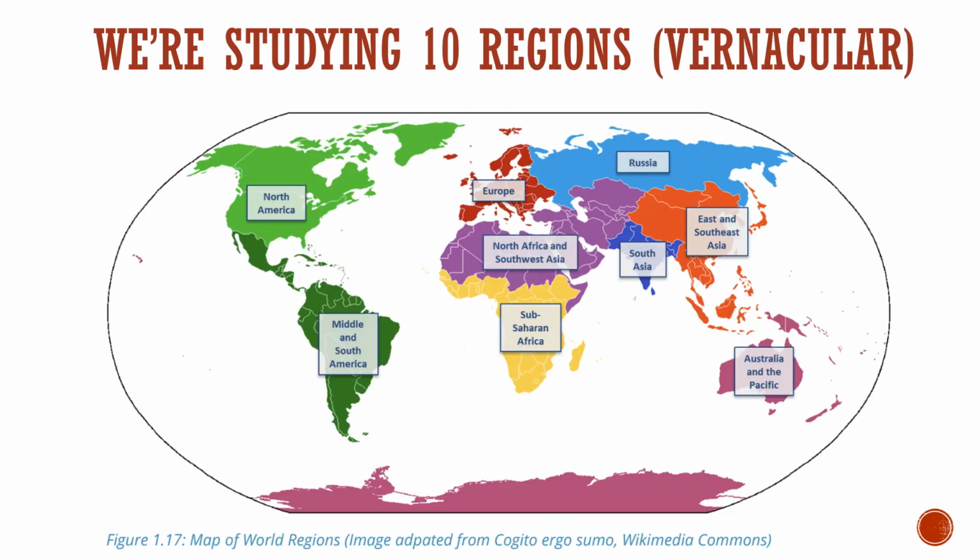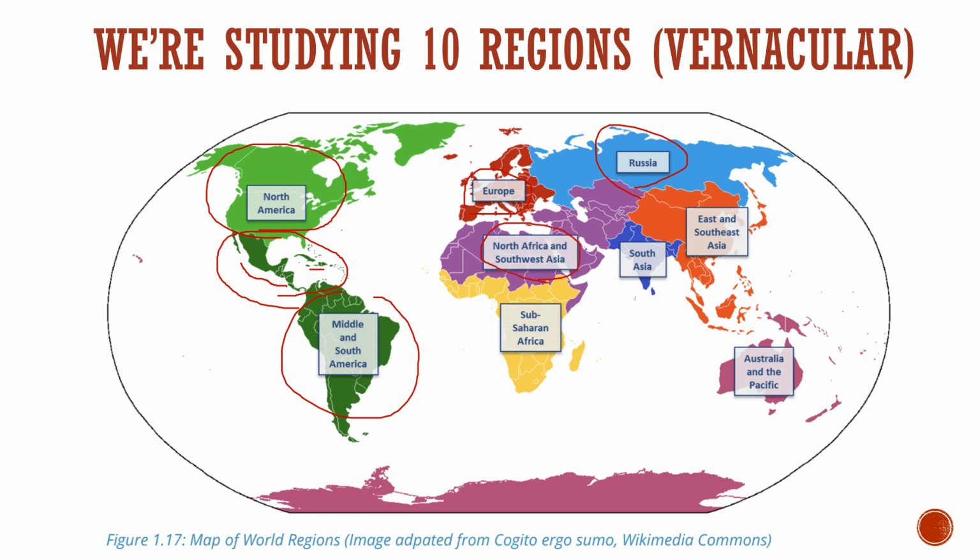So the 10 regions that we're going to be looking at in this course: we have North America, which is going to be the United States and Canada. Then we have Middle America, which is going to be between North and South America, which includes a lot of the Caribbean islands and Mexico, down into Panama, etc. Then we have the South America region. We also have Europe over here, Russia, North Africa, and Southwest Asia.